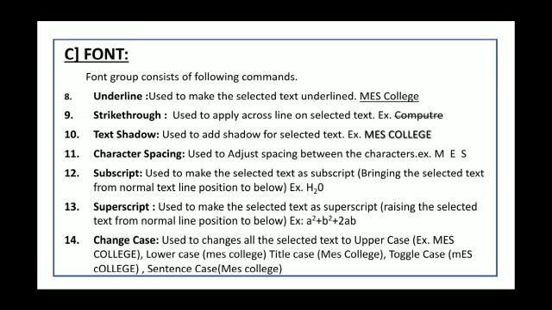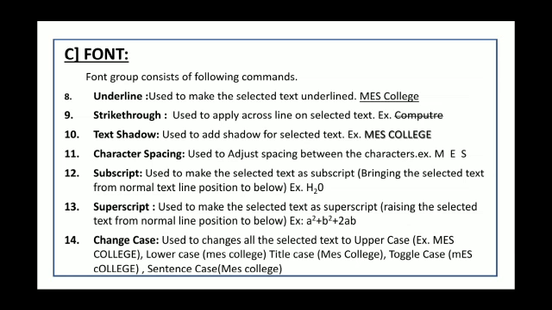Font group consists of the following commands. Underline, used to make the selected text underlined. Strike through, used to apply a cross line on selected text. If you want to make a correction and you have to show that it is corrected, at that time you can use strike through. Text shadow, used to add shadow for selected text. Character spacing, used to adjust spacing between the characters.